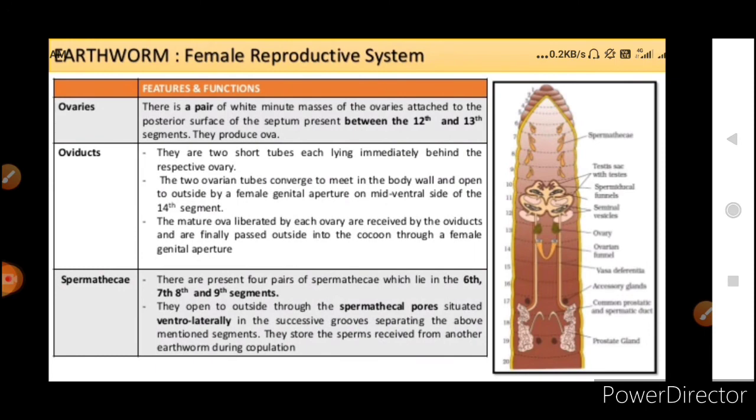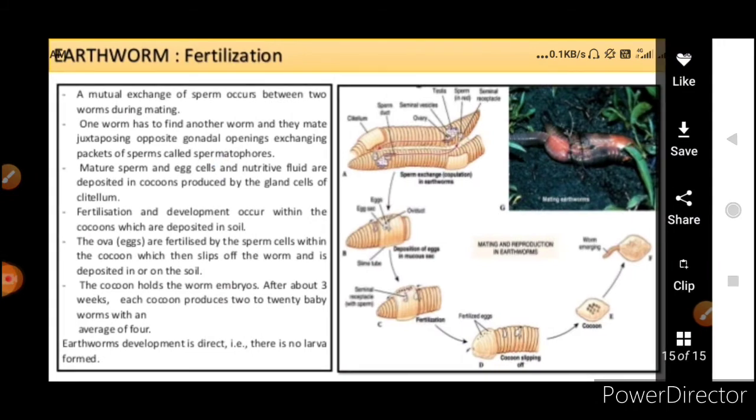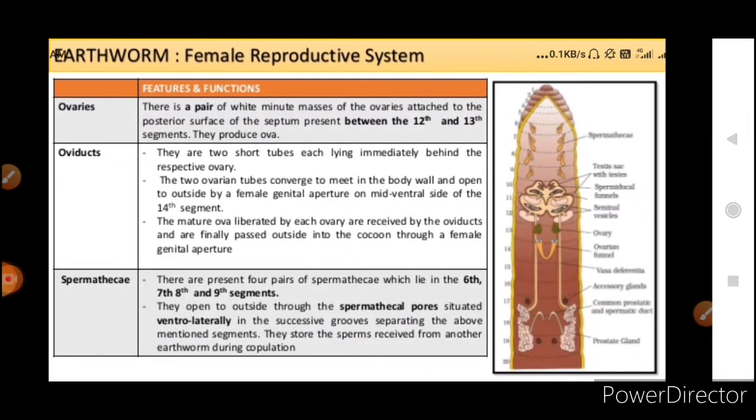Now we come to the female reproductive system. The female reproductive system consists of ovaries, oviduct and the spermatheca. Ovaries are a pair of white minute masses attached to the posterior surface of the septum present between the 12th and 13th segments. They produce ova. Oviduct, there are two short tubes each lying immediately behind the respective ovary.